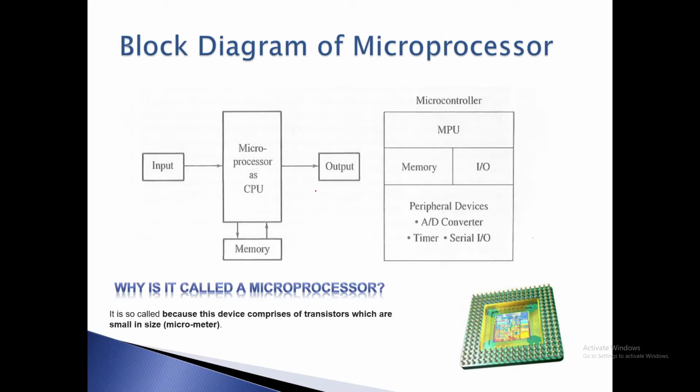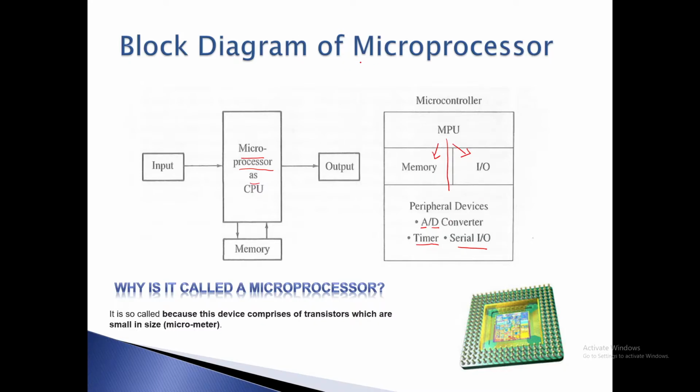Now, when we are working on the CPU, the main component is the microprocessor, which works as the CPU, central processing unit, in a computer. The CPU can communicate with the memory or input-output devices. Even it can communicate with other peripheral devices, like it can convert analog to digital, some type of timer can be achieved, and serial communication also can be done through the microprocessor.